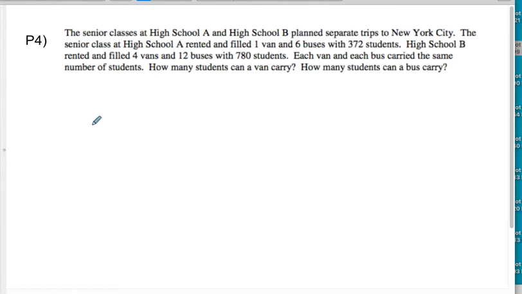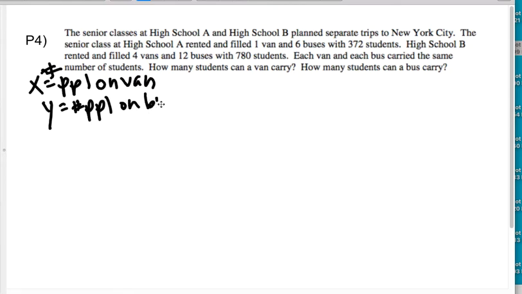Senior class at high school A and B plan separate trips to New York. This is the same basic problem, right? So I'm going to go ahead and call X the number of people on a van. I'm going to call Y the number of people on a bus. And again, you don't have to use those. You could use V and B for all I care. It doesn't matter. Don't use P for people because they're both people.